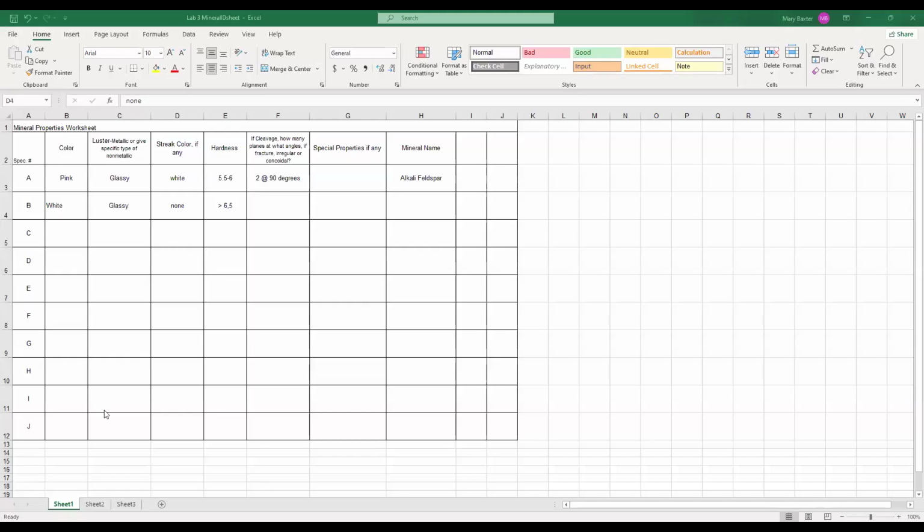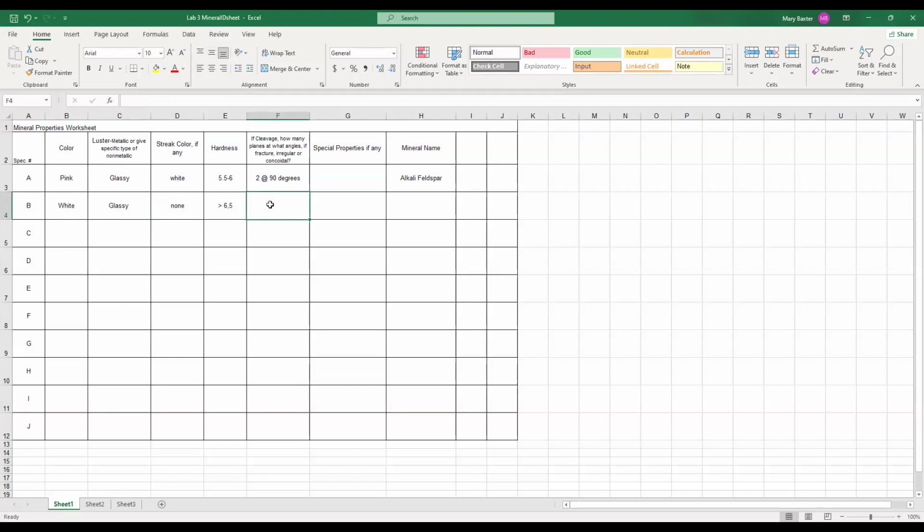Okay, let me clean this up, stop share here, and go over and share that screen with you. Okay, it was white in color. Glassy luster. Didn't have a streak. Harder than 6.5. To have no streak or a very, very little one, it's got to be harder than 6.5. And then does it have cleavage? There's no flat planes on this.